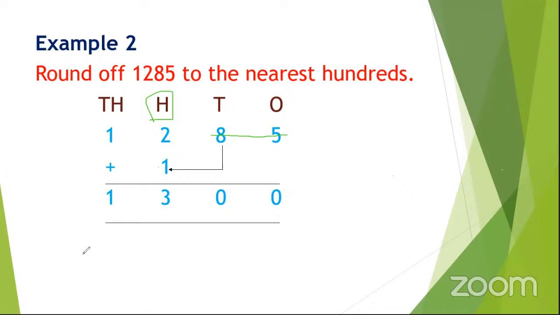So when you're writing the final answer, you'll say 1,285 is approximately equal to 1,300.